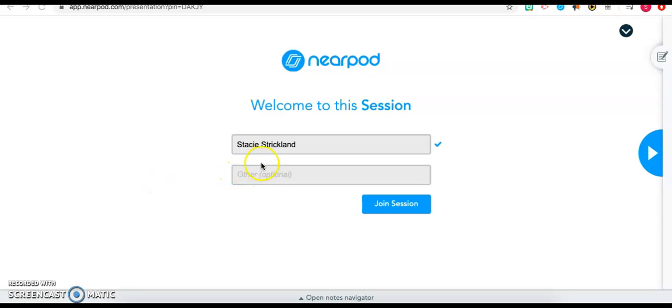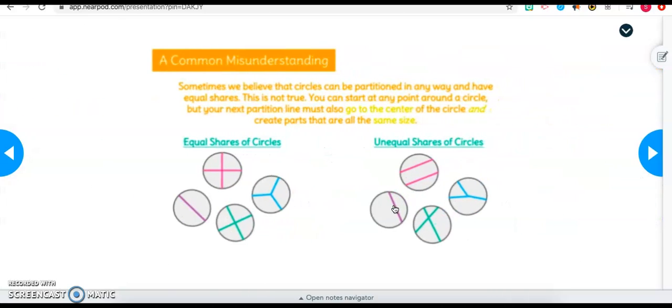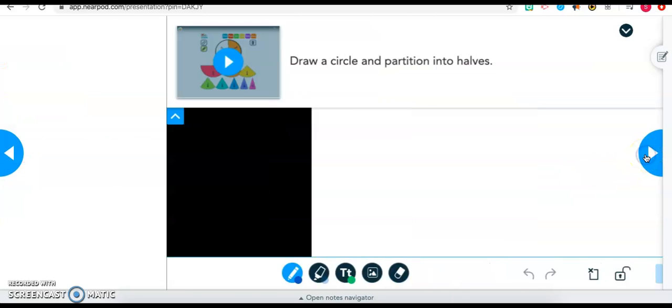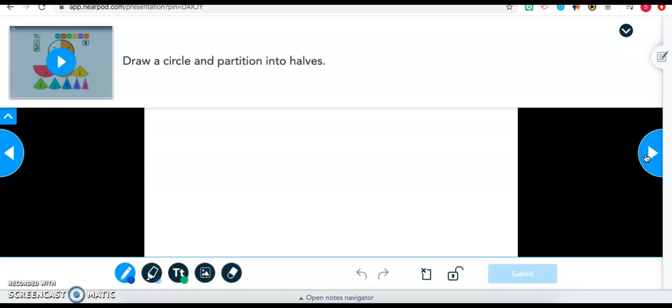All they had to do was sign in with their name and join the session. Once they did that, any instructional material was always at the front of the Nearpod, and then they clicked through to answer any questions. So this is an example of a draw it question where they had to draw a circle and partition it into halves. There was also a resource for them here as well if they needed a reminder.